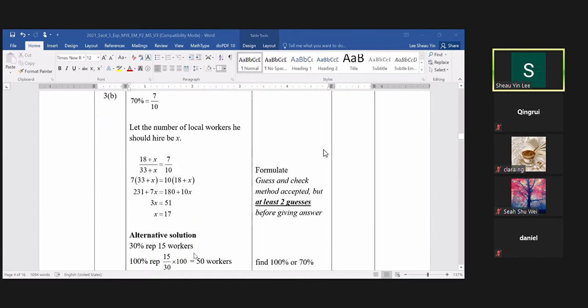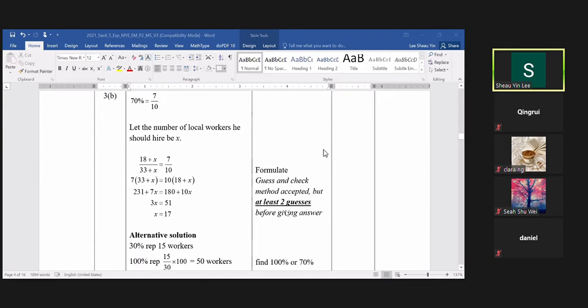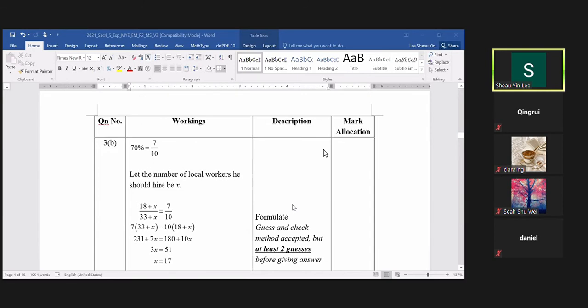Okay, number 3B. 3B has two alternative solutions. Mr. Kwa thought that some people will do guess and check. Guess and check basically means that you have to make at least two guesses before you give the answer. So for those who are using guess and check, you cannot just anyhow hantam, and then after that, you get your 17.